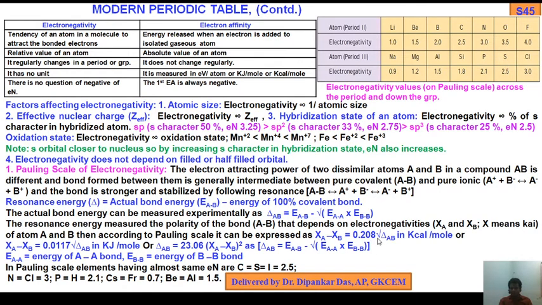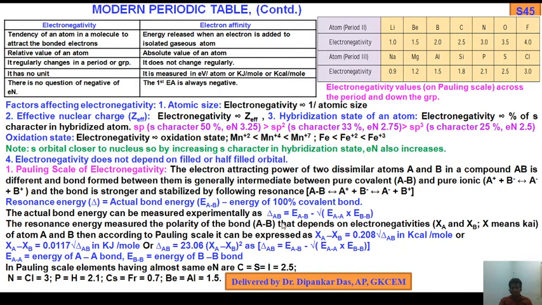Okay, 0.208 root delta AB in kilocalorie per mole, or chi A minus chi B equals 0.0117 root delta AB in kilojoule per mole, or delta AB equals 23.06 (chi A minus chi B) whole square. As we know, delta AB equals energy of AB minus under root energy of A into energy of B, as I have discussed here.